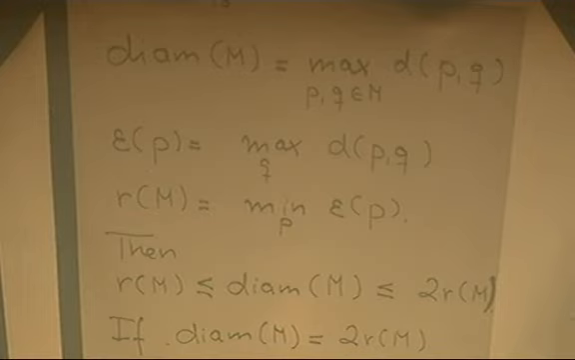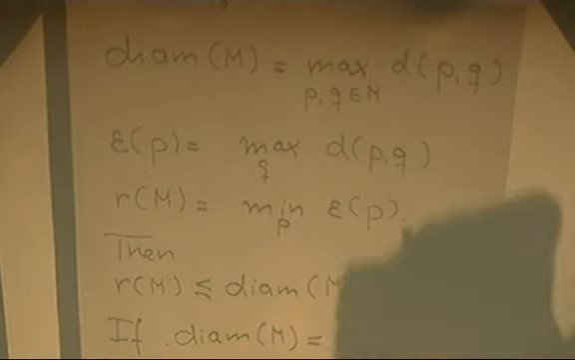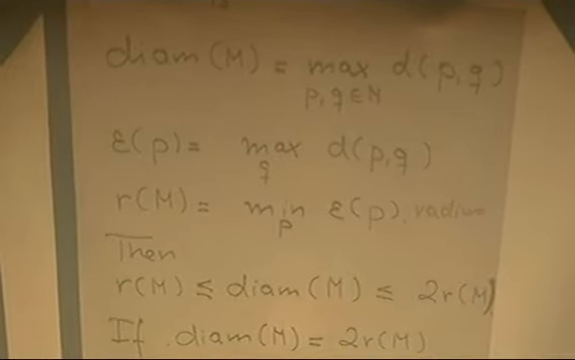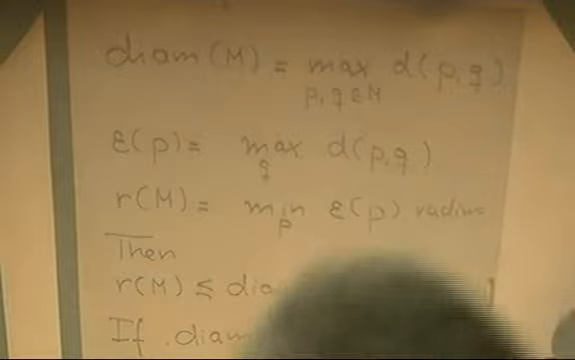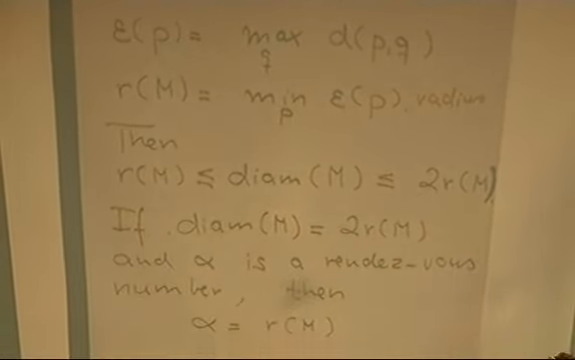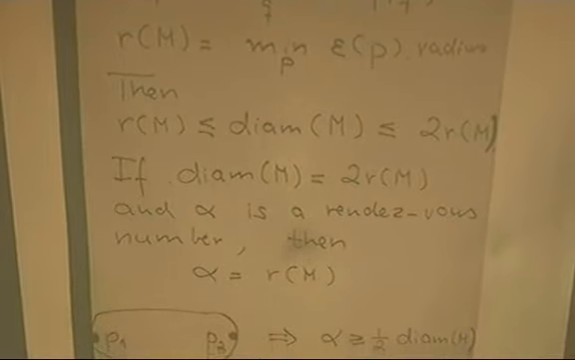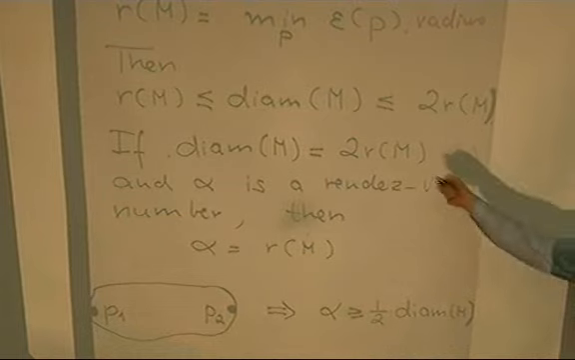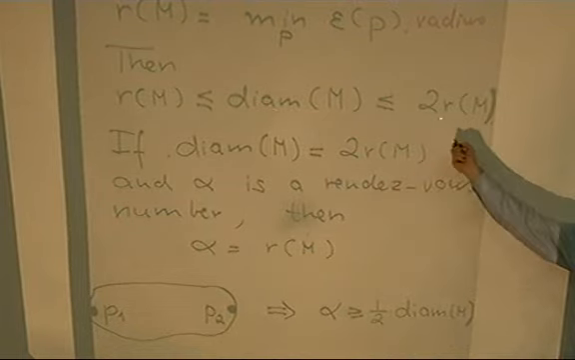And if you minimize that eccentricity, you get what we call the radius. So every compact metric space has a diameter and it has a radius. And it's clear that the diameter is greater than or equal to the radius, because the diameter is the maximum distance and the radius is some distance, and therefore it's smaller than the maximum distance. But it's also easy to see that the diameter is at most 2 times the radius.